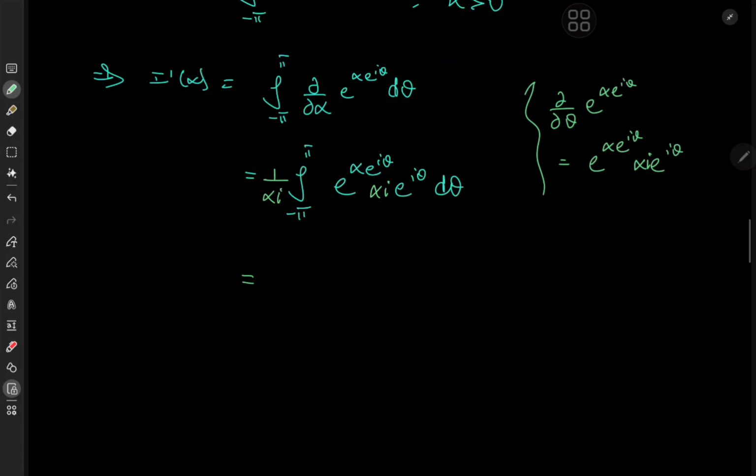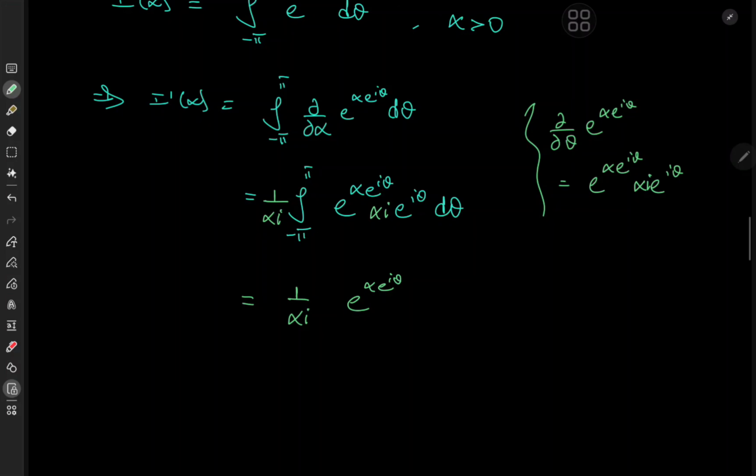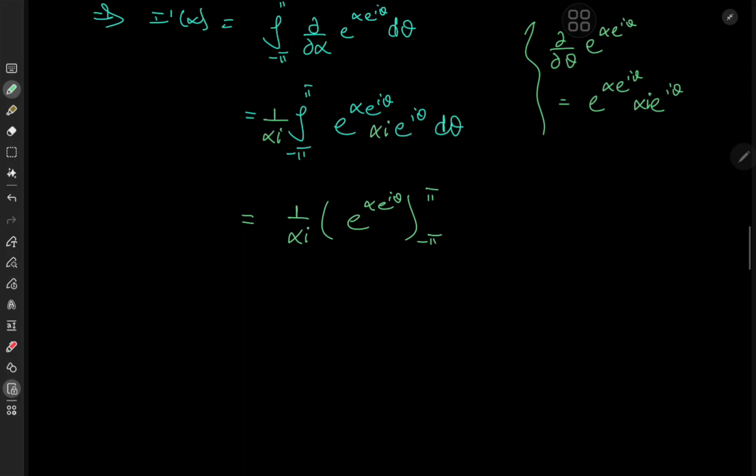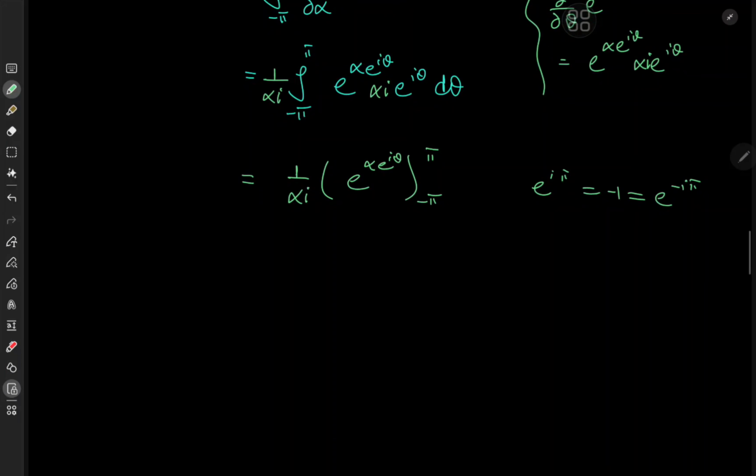Then what's left is basically just the antiderivative, which will result in the exponential function itself. That is e to the alpha e to the I theta, 1 over alpha I outside. And the limits we're interested in are negative pi and pi, which is awesome because e to the I times pi is equal to negative 1, and e to the negative I pi is exactly the same result. Okay, cool. So the result is 1 over alpha I, e to the negative alpha minus e to the negative alpha, which goes to 0. And the result here is 0.